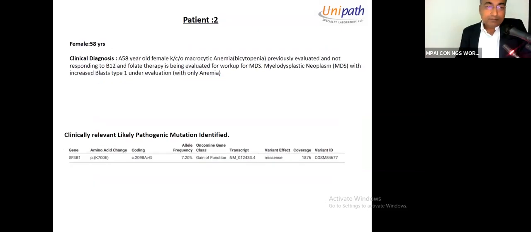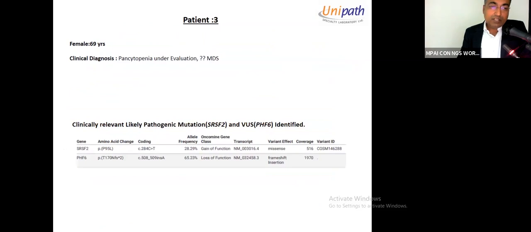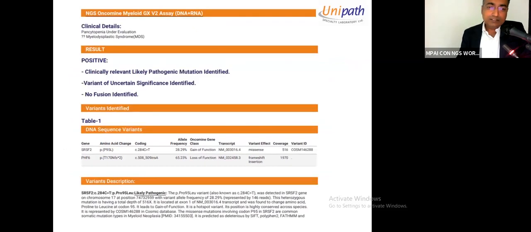Okay. One other thing, a 58-year-old with microcytic anemia or bicytopenia, called as MDS, presenting with anemia, mutation in the SF3B1 gene. This is very commonly described with RARS. Then pancytopenia and evaluation for MDS, you're getting mutation in SRSF2 and PHF6 genes. Again, helping you demonstrate that this is clonal in nature. Again, sometimes confirming that this is clonal.